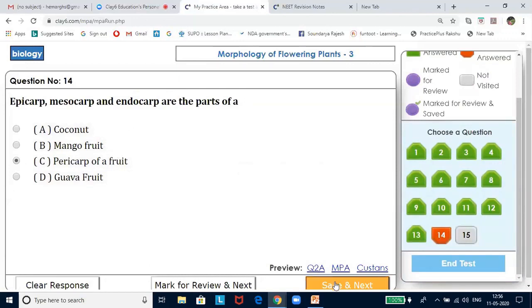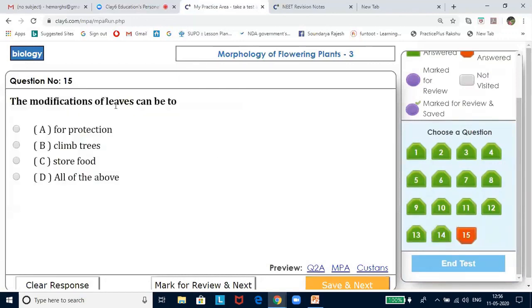I am sorry, I didn't save it. Save and next. The modifications of leaves can be for protection, to climb trees, all of the above, or to store food. So it is all of the above. I'm going to end the test here.